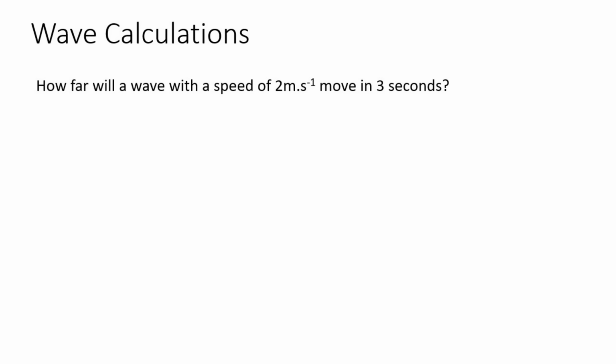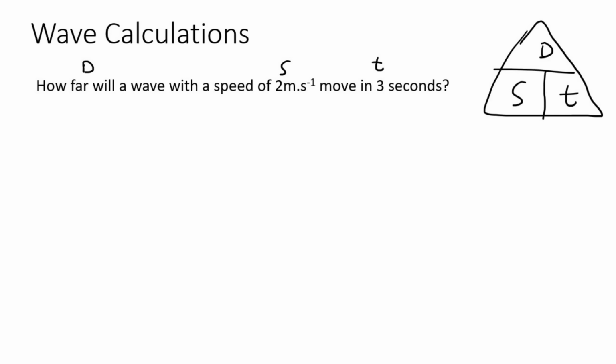Okay, so how far, that means distance, will a wave with a speed of 2 move in 3 seconds? That's time. So we're going to use our distance, speed, time formulas instead of using our v equals f lambda formula. Now they're saying how far, so they want the distance. So distance is equal to speed multiplied by time. And so distance is equal to the speed, which is 2, multiplied by the time, which is 3, and that's going to give us 6 meters.